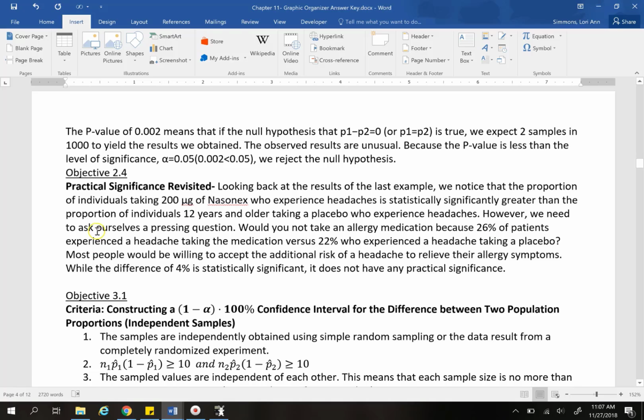However, we need to ask ourselves a pressing question. Would you not take an allergy medication because 26% of patients experienced a headache taking the medication versus 22% who experienced a headache taking a placebo? Most people would be willing to accept the additional risk of a headache to relieve their allergy symptoms. While the difference of 4% is statistically significant, it does not have any practical significance.